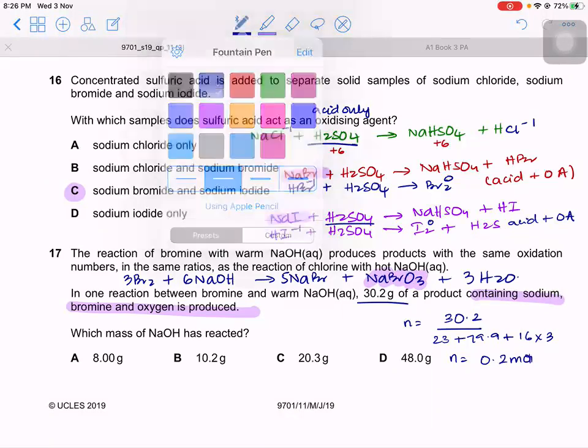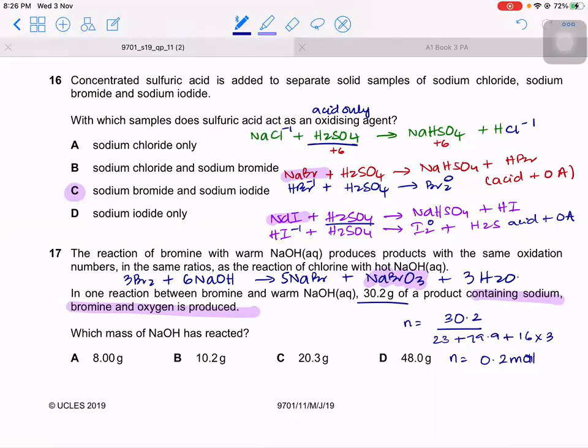Once you have the moles, they're asking what is the mass of NaOH that is reacted. So let's use this ratio and find the moles of NaOH. The ratio is 6:1. The moles for this were 0.2, so this would be X. And they're asking you the mass. So this would be 6 times 0.2, which is 1.2 moles of NaOH.